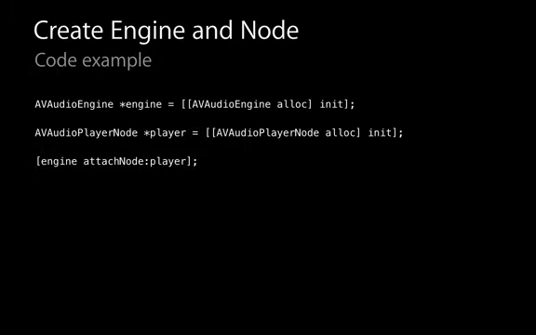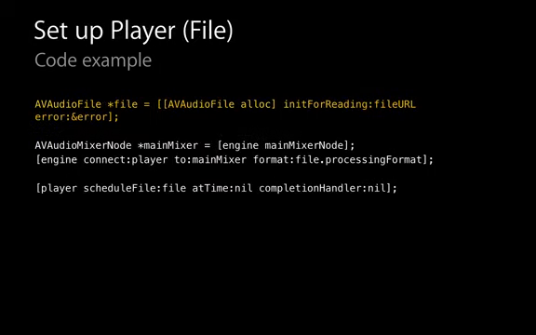So let's now look at a code example of how we can achieve this. I first create an instance of the engine, create an instance of a player, and attach the player to the engine. So the engine's now aware of the player. I'm now going to split my example up and show how you can first work with a file.